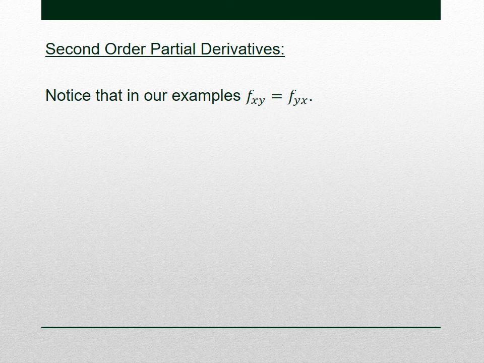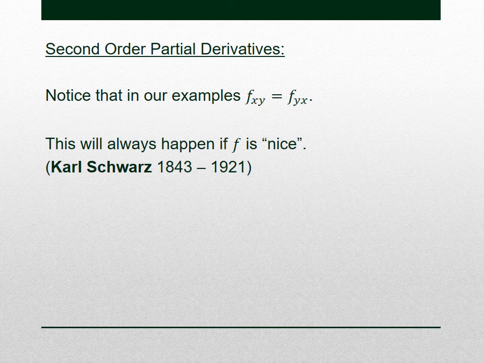Like I just said, notice that we do have this pattern showing up of these mixed partials, as I call them, being equal to each other. It turns out that this isn't a coincidence, and it will always happen if f is sufficiently nice. And for us, it will always be nice. Those things should always be equal to each other. This was proved by a German mathematician by the name of Karl Schwarz sometime in the 1800s: those things will always be equal to each other as long as f is nice enough.